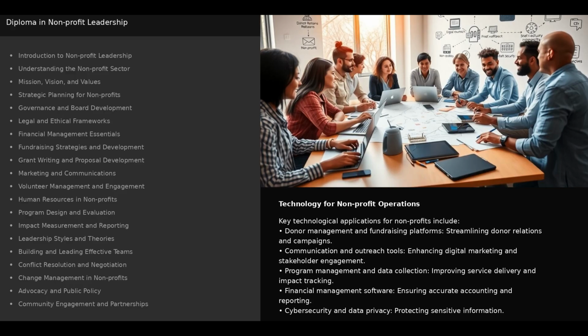Leaders must assess their organization's technological needs, prioritize investments, and foster a culture of digital literacy. By strategically integrating technology, nonprofits can operate more efficiently, connect with a broader audience, and ultimately achieve greater mission impact in the digital age. It's about using tools to amplify human effort.